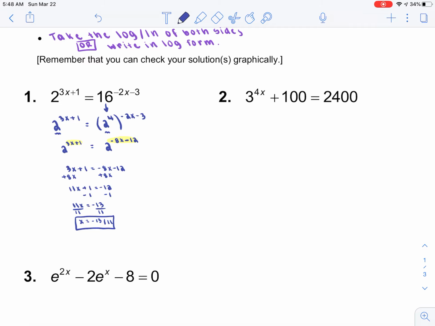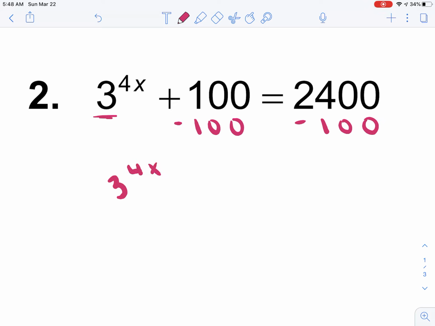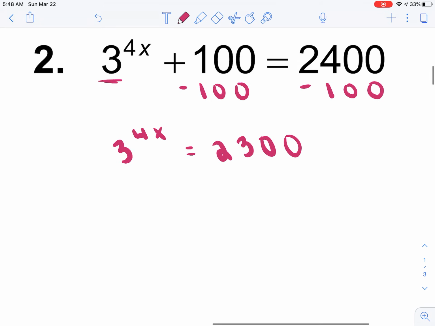Moving on to the second example, you're going to notice that we have 3 to the 4x plus 100 equaling 2400. So you're going to start off by isolating this exponential piece right here. So we're going to get rid of that 100. Now, this problem is much different because if you notice, we can't take 2300 and raise 3 to some power to get that number.